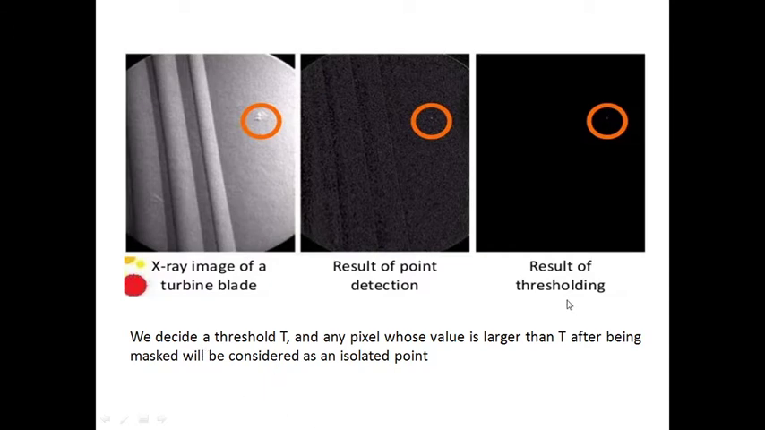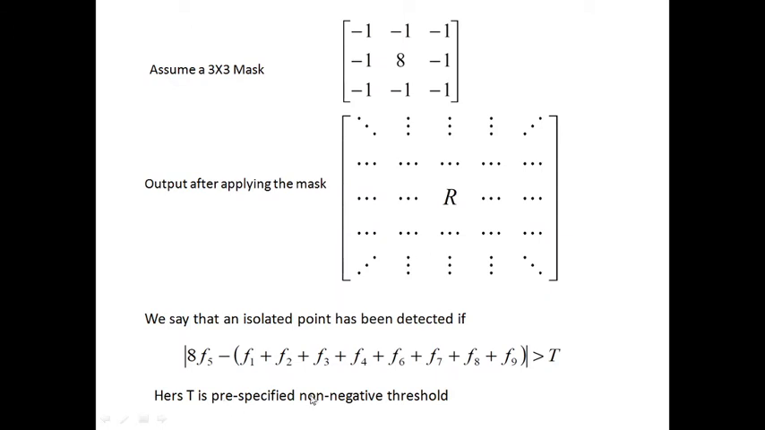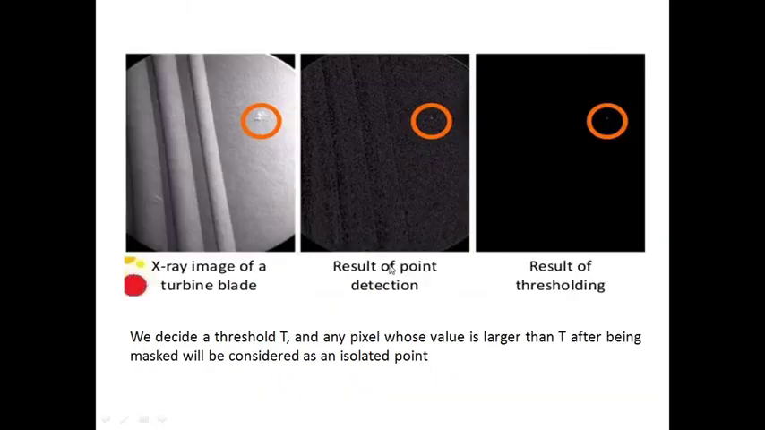So we decide this threshold T. Any pixel in this image whose value is larger than the threshold T after being masked will be considered an isolated point. So this will be my isolated point here. The pre-specified threshold, we should be cautious on this one.